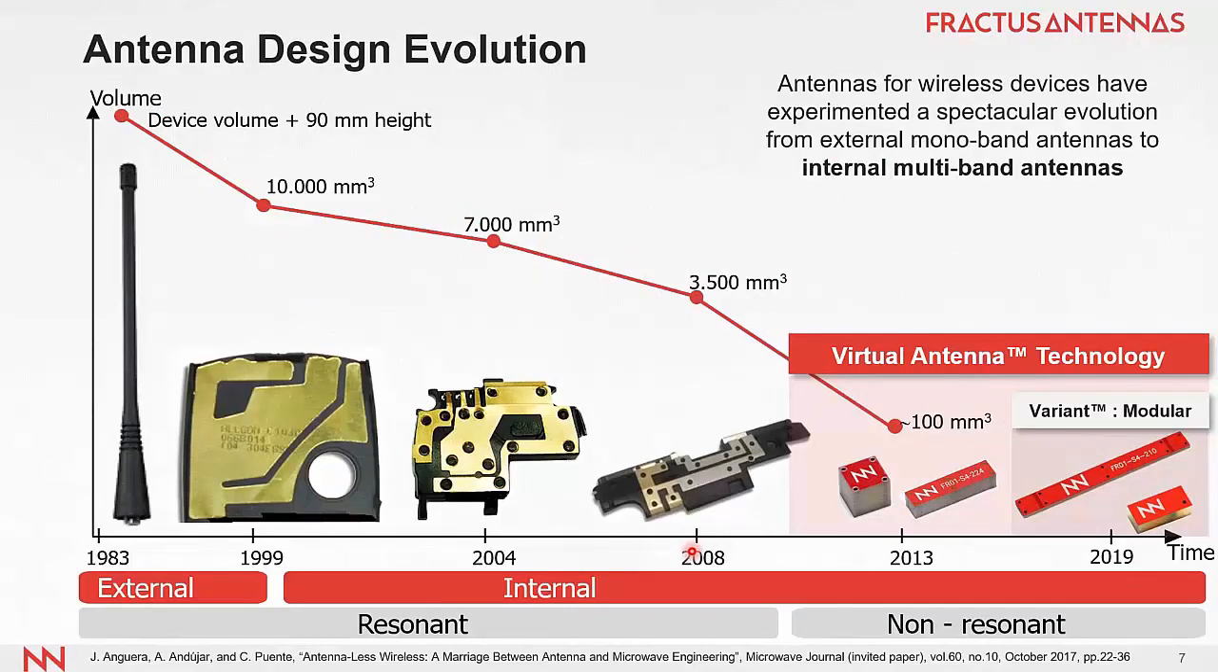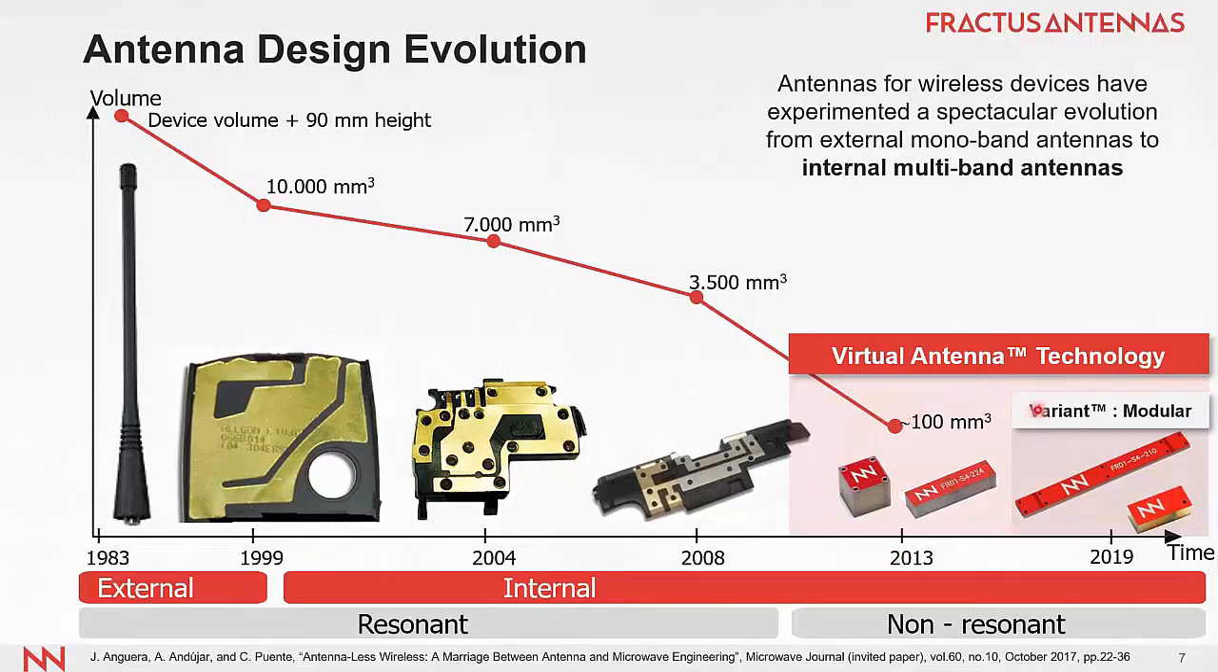And here we have a general picture of the evolution from first external antennas, that were usually monoband quarter wavelength monopoles. Then the first internal antennas for mobile phones appeared back in 1996, 1999. And then the volume shrinks down, and the typical volume is about 1,000 to 10,000 cubic millimeters. So just to give a glance view of how small the virtual antenna booster is, it's about one order of magnitude less. With only 100 cubic millimeters, we can handle all the bands of LTE, GPS, and so on for IoT devices.